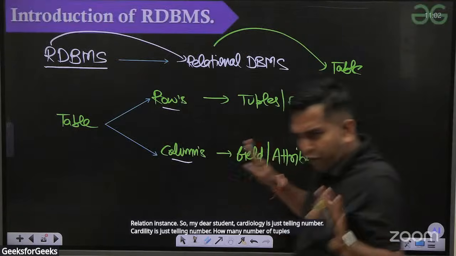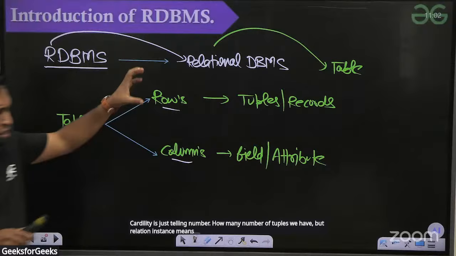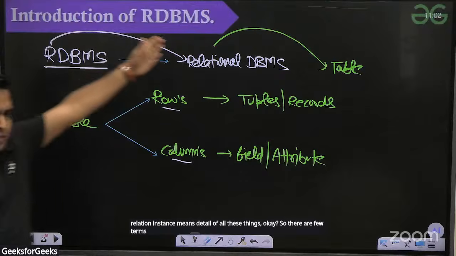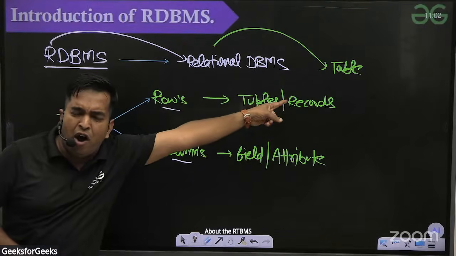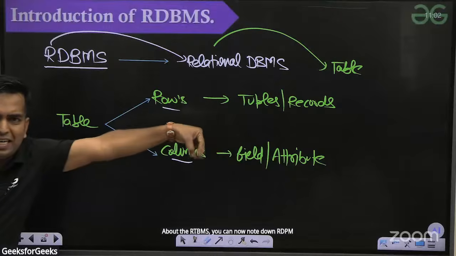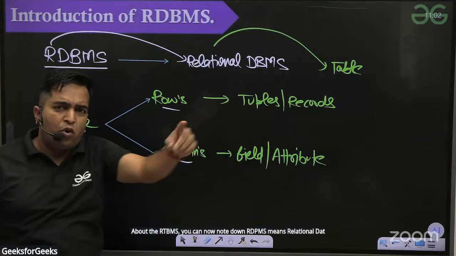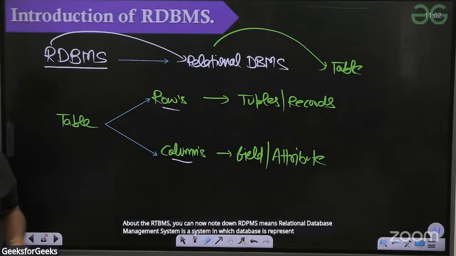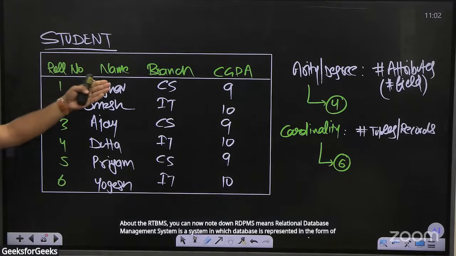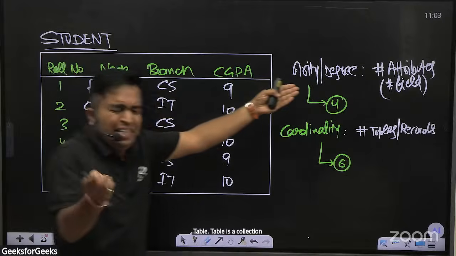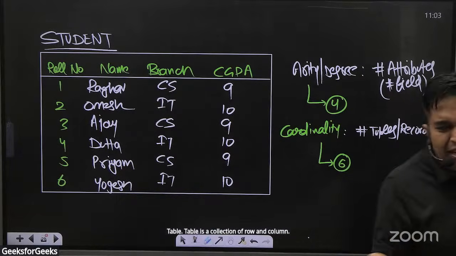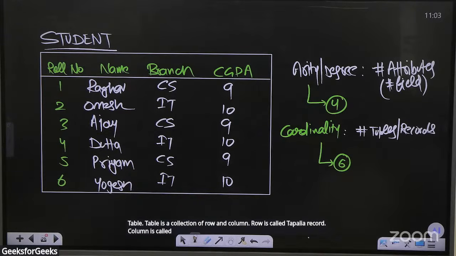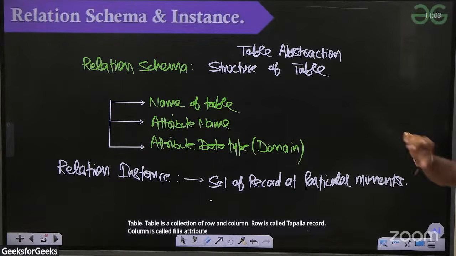Okay. So, there are a few terms about the RDBMS. You can now note down. RDBMS means Relational Database Management System. It is a system in which the database is represented in the form of tables. A table is a collection of rows and columns. A row is called a tuple or record. A column is called a field or attribute. Then a few terms. Arity means number of attributes or columns, and cardinality means number of tuples or records.